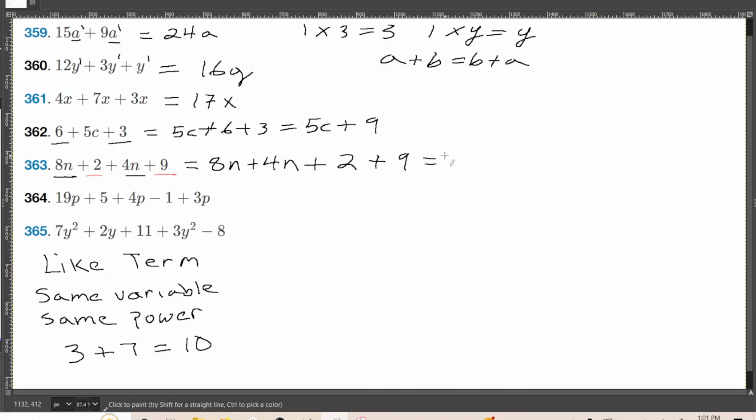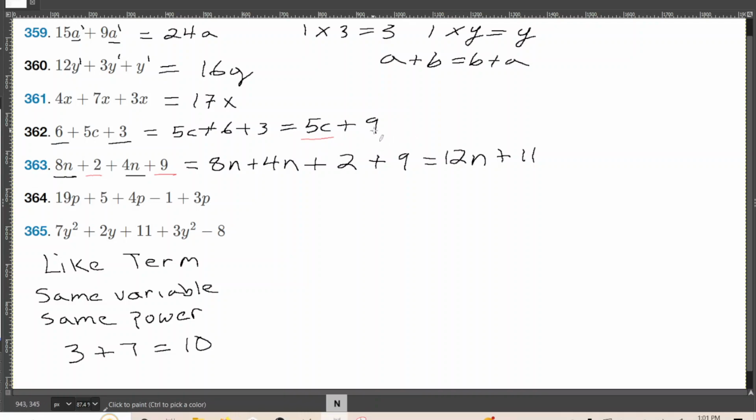So 8n plus 4n is 12n, right? So we combine those like terms. Those are like terms. And then 2 plus 9 is going to be what? 11? And that's all we can do for these ones, right?